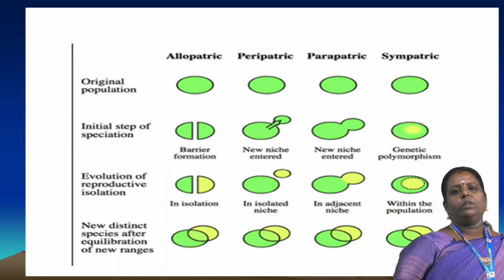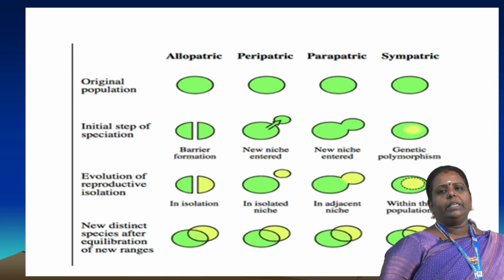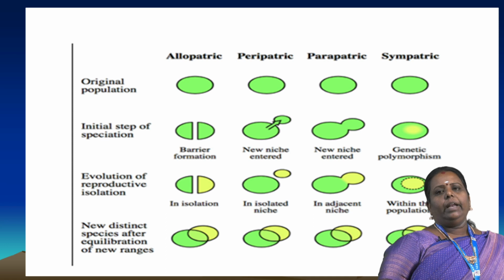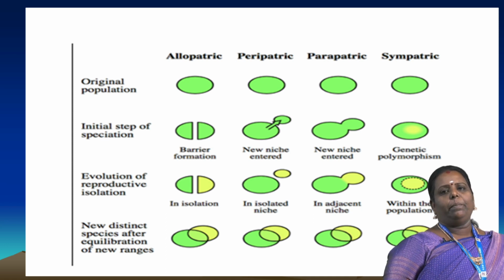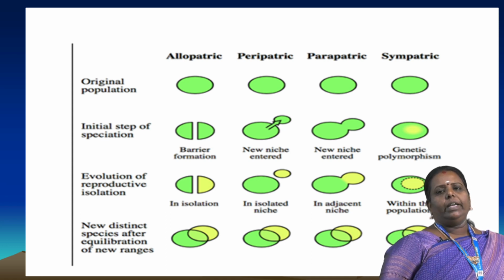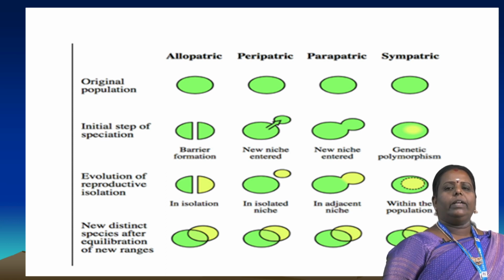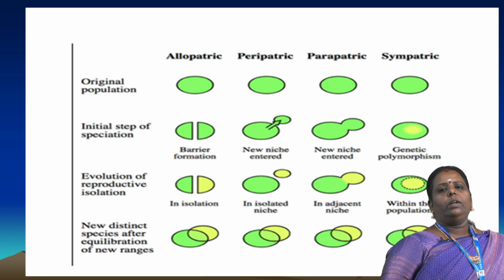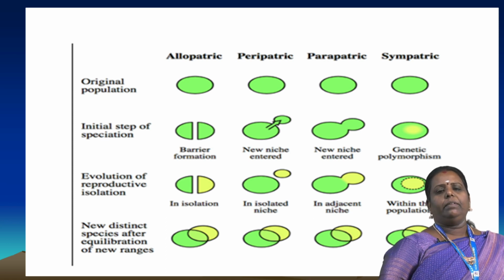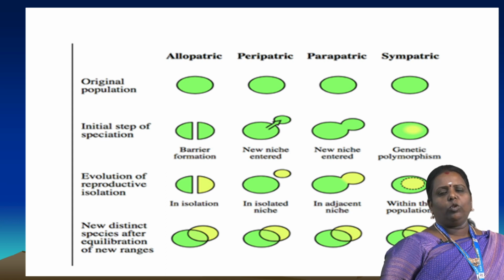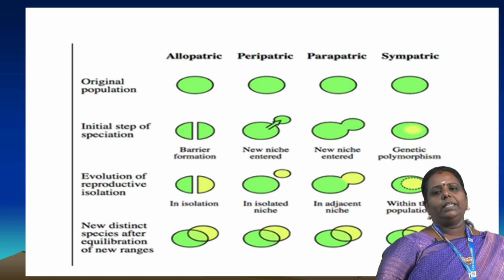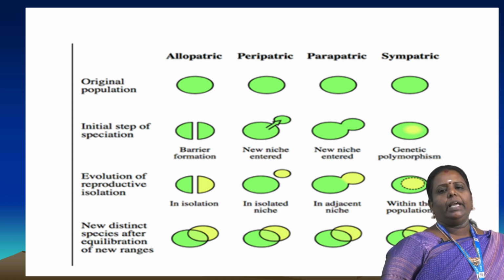In the first row, the picture indicates the original population of the animals. The next one is the initial step of speciation. In allopatric speciation, the animals normally form, and after that a barrier forms between them. After evolutionary reproductive isolation, they become isolated as 2 separate species. Finally, a new distinct species is formed.